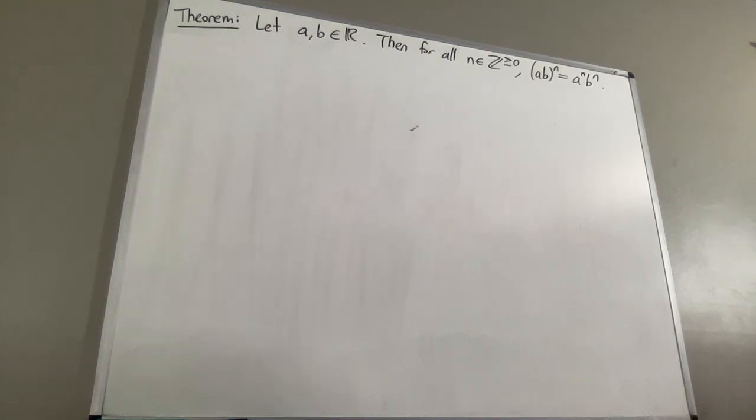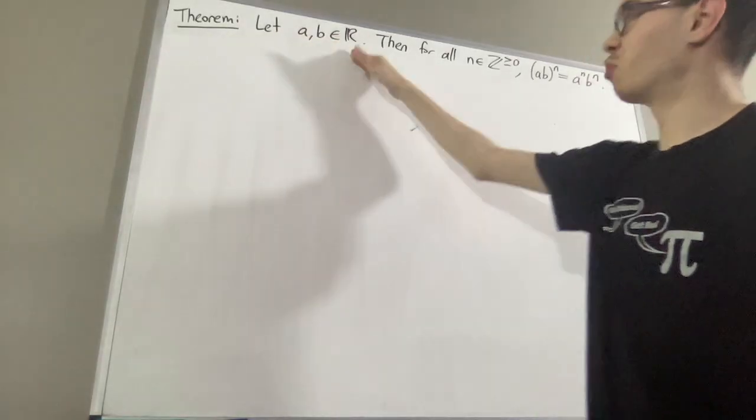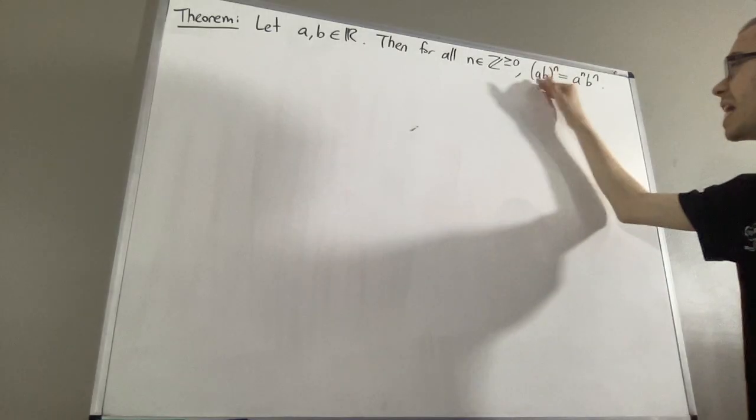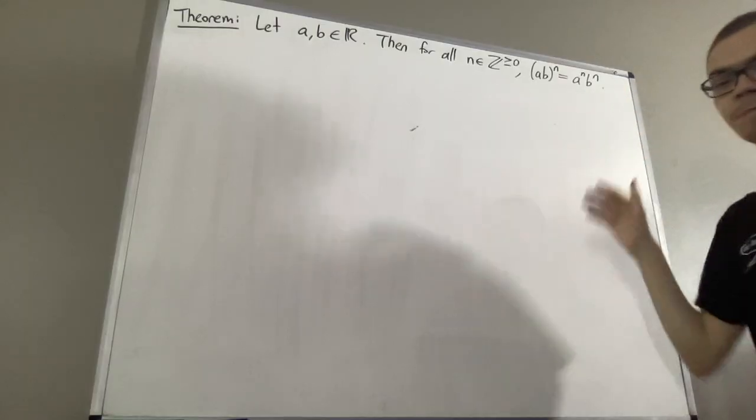Hello! In this video, we are going to prove the following theorem. Let a and b be real numbers. Then for all non-negative integers n, (ab)^n is equal to a^n times b^n.